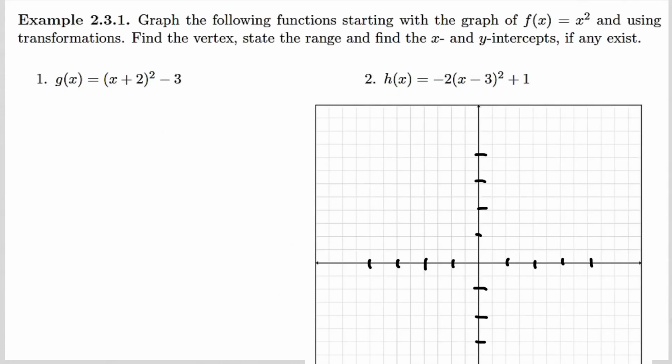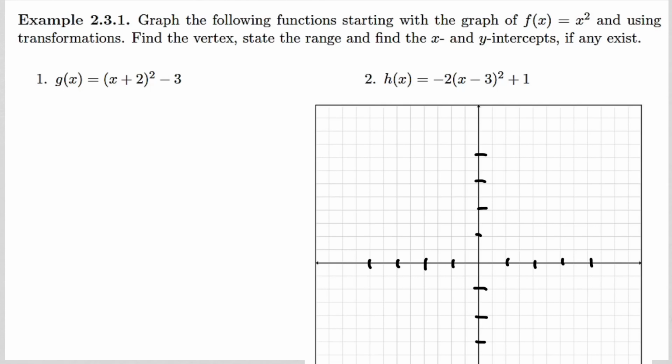All right, this example says graph the following functions, starting with the graph of the parent function f of x is equal to x squared and using transformations. Then find the vertex, the range, and the x and y intercepts, if any exist. Okay, so we've got g of x here in vertex form. So I'm going to graph that in the transformational method.